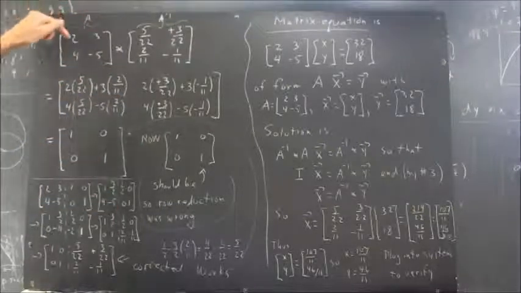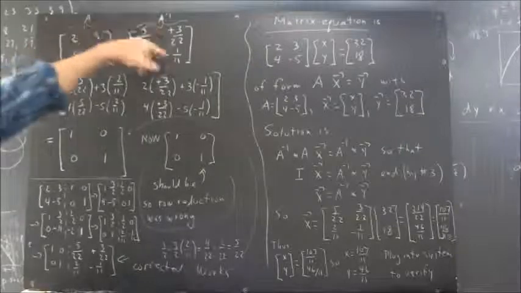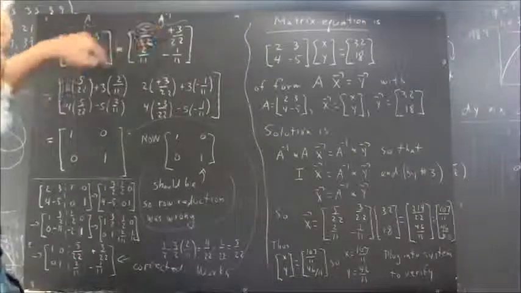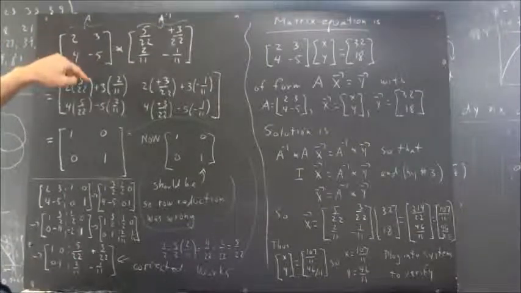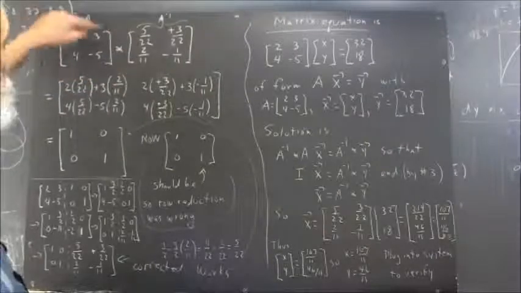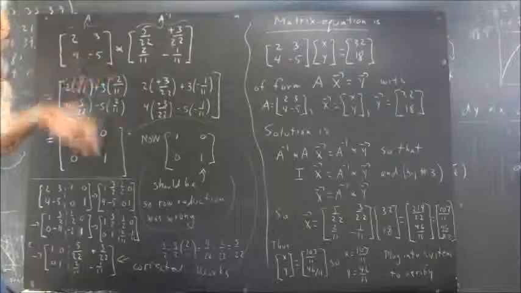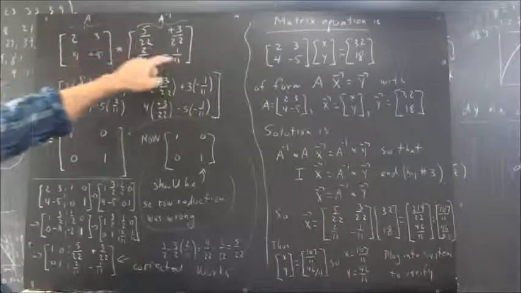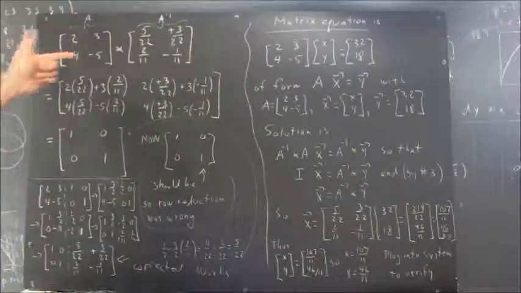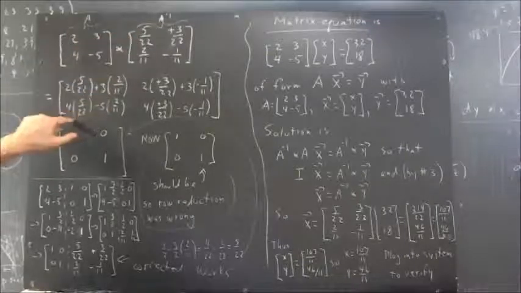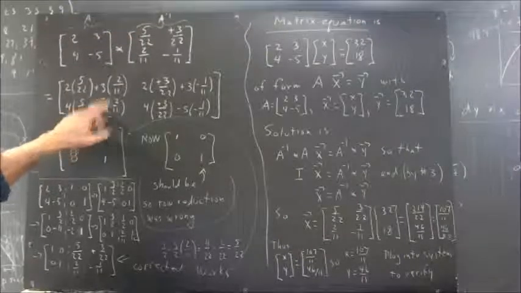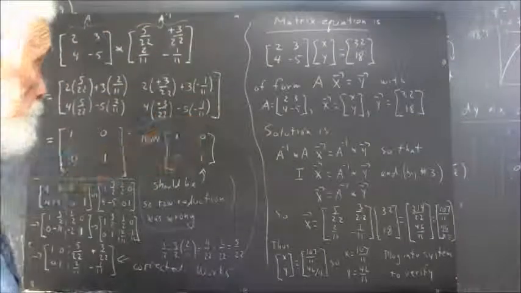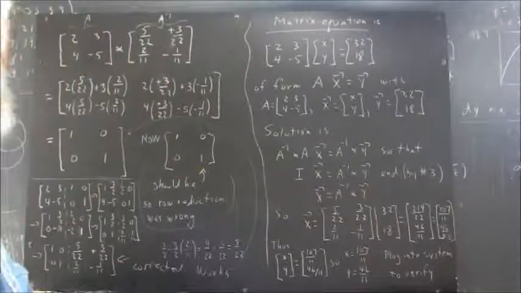Okay, well, your matrix 2, 3, 4, negative 5 multiplied by your inverse matrix. What do you get? 2 times 5/22 plus 3 times 2/11. And then 2 times 3/22 and 3 times negative 1/11. And then the second row, 4 times 5/22, negative 5 times 2/11, and then 4 times 3/22, and negative 5 times negative 1/11. Okay, make sure all those are in the right places.